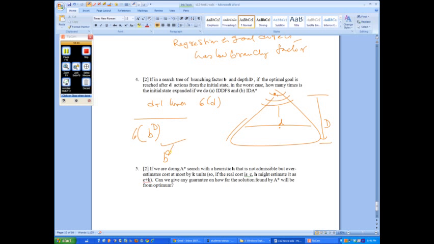Okay, and finally this one is a direct homework problem, right? If you have h that is not admissible but overestimates by k units, then obviously the solution found by A star search can only be at most k units away from optimum. Okay, and that's something that we can prove, and essentially you actually proved it, and so the solution would be at most k units away from optimum.